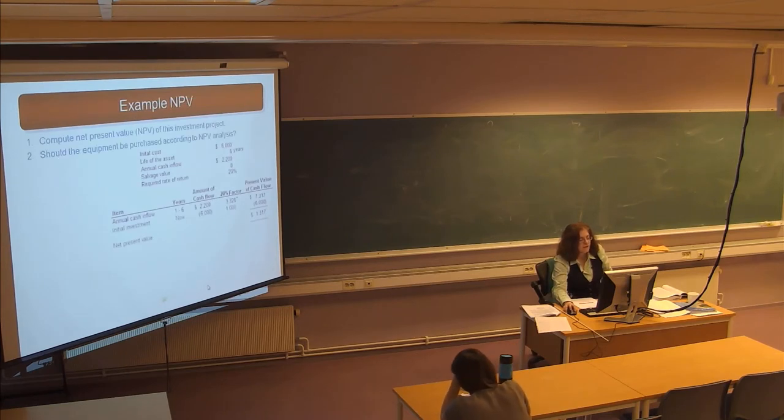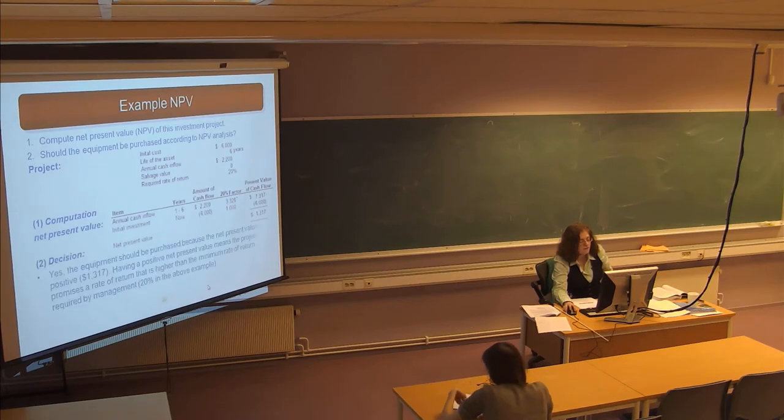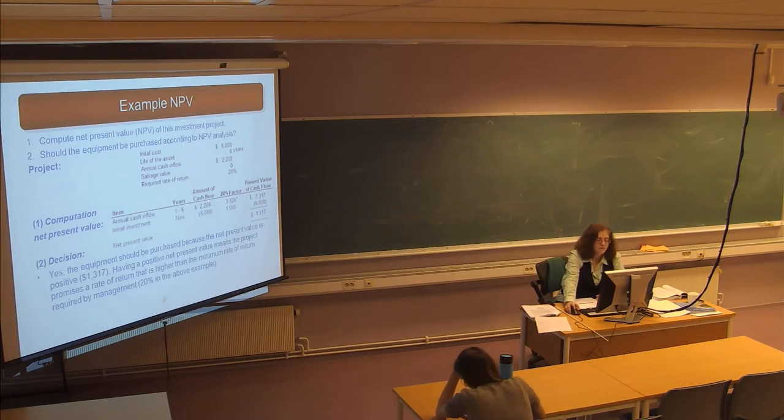This is an example I just stuck in, and it's a bit hard to read. It says, compute the net present value of this investment project. It has an initial cost of $6,000. The life of the asset is 6 years. The annual cash flow is 2,200. We can ignore the salvage value. And the required rate of return is 20%.